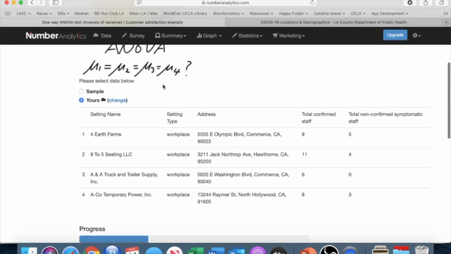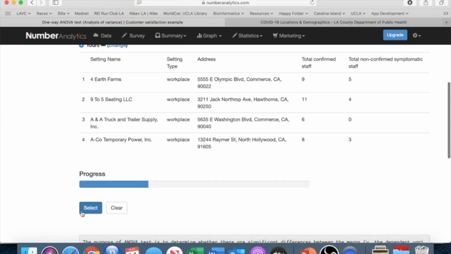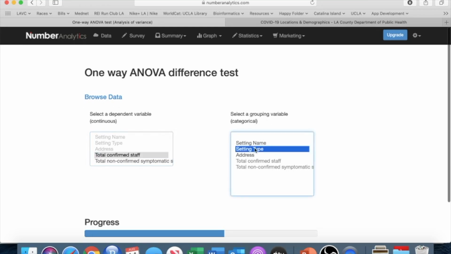So I want to select my data. And this is the correct data set. Select. And then my dependent variable, again, I'm interested in the total number of confirmed staff, right? I'm interested in whether one of these settings has a higher or different number of total confirmed staff, and my grouping variable is going to be setting type, right?